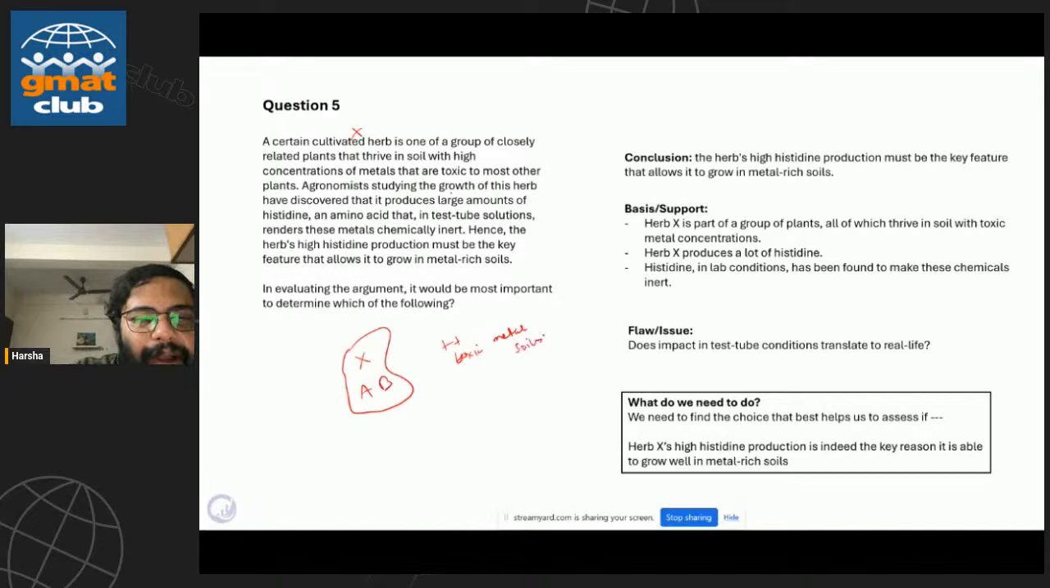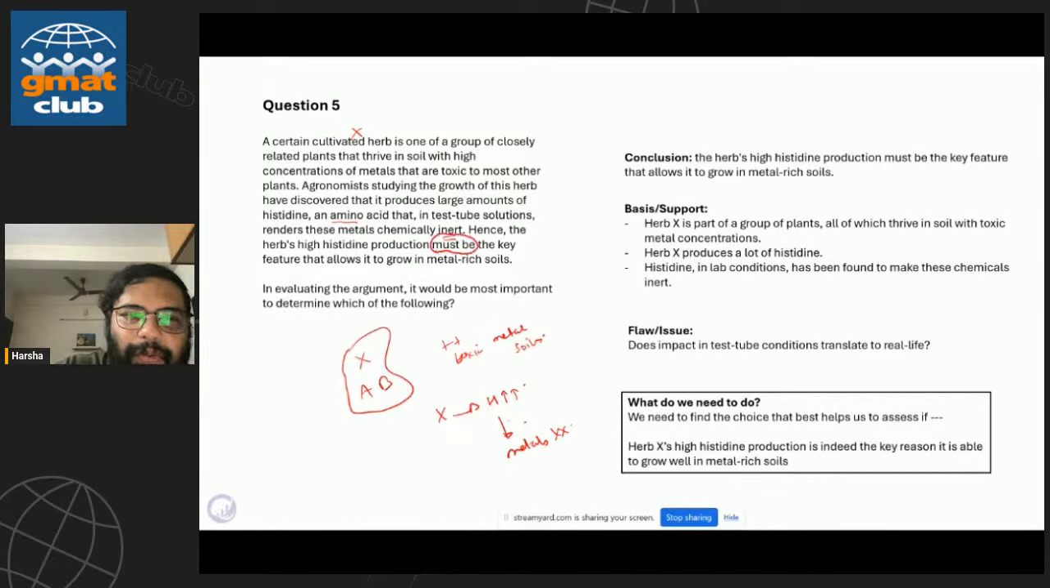Interesting. Now, agronomists studying the growth of this herb, they've discovered something. They've discovered that this particular herb produces large amounts of histidine. Okay. And what's so great about histidine? It's an amino acid that, under test tube conditions, kind of neutralizes or makes chemically inert those metals. Interesting. And based on this fact that histidine, at least in test tube or lab conditions, is able to do this, the author goes on to conclude that the high histidine production must be the key feature.